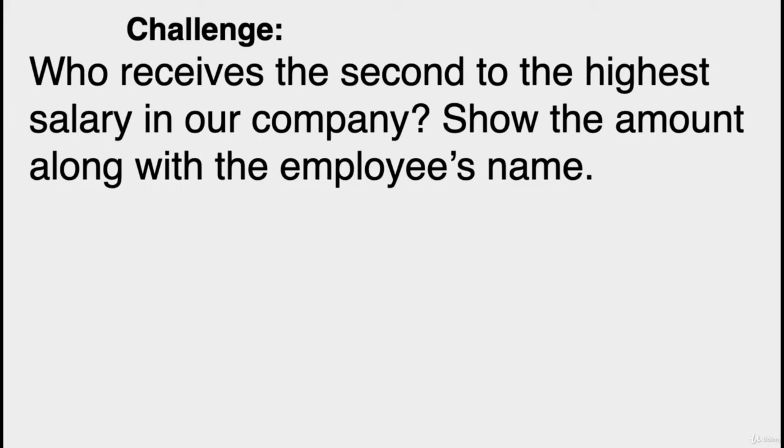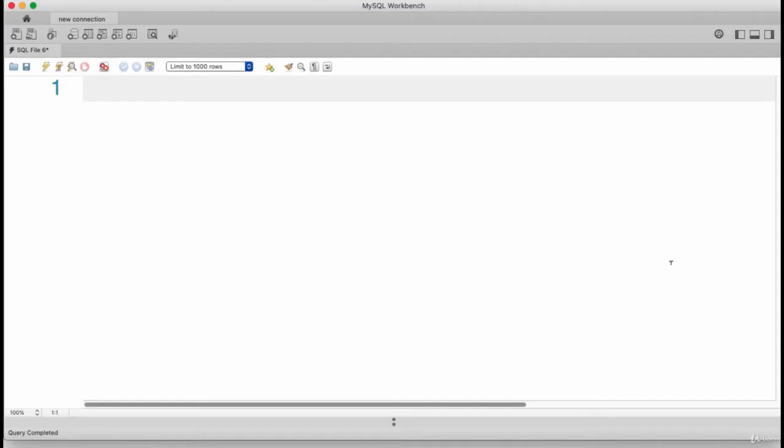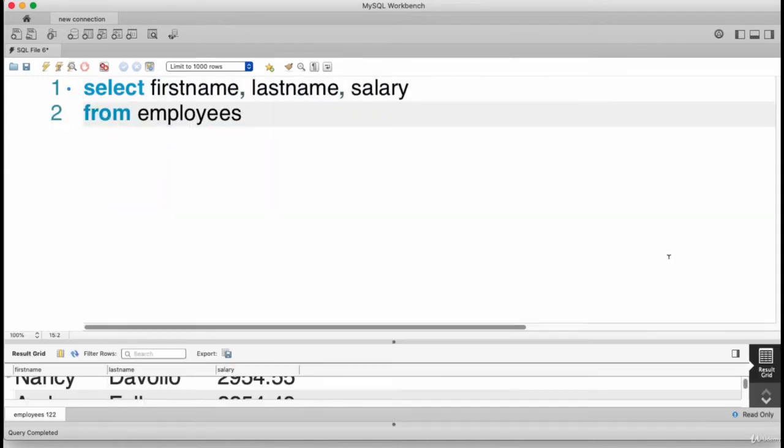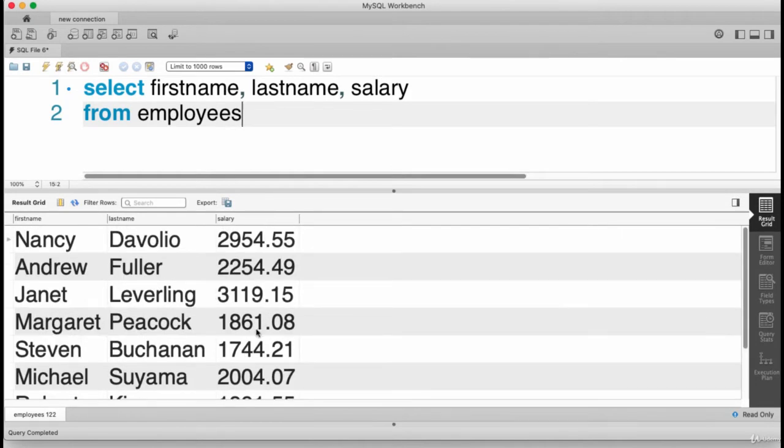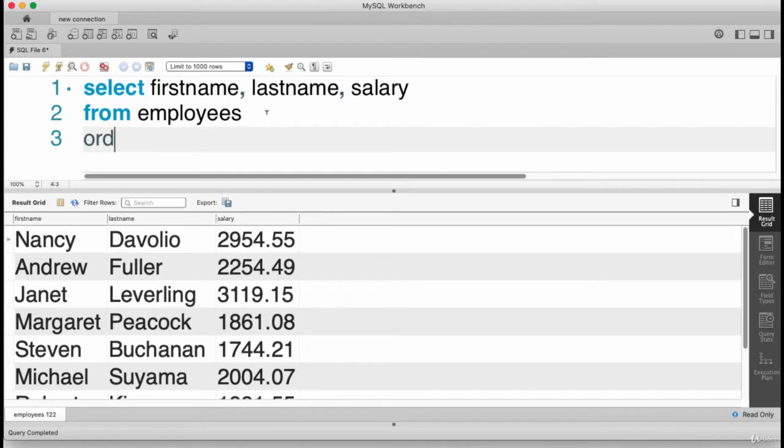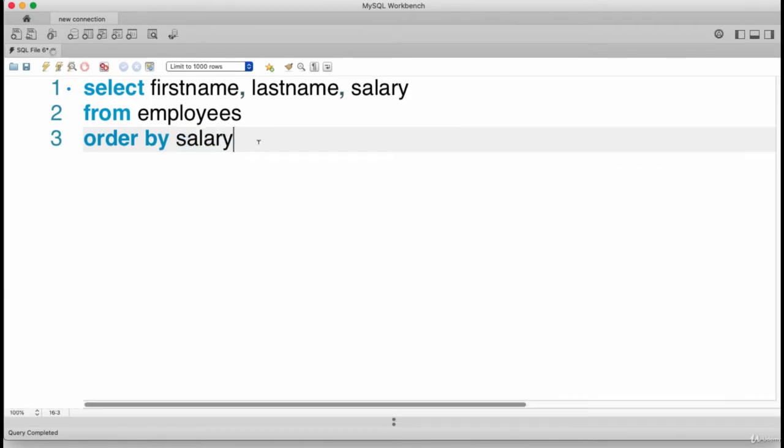Who receives the second to the highest salary in our company? Show the amount along with the employee's name, the second to the highest. So before we do that, let's first of all get the first name. Okay, we don't know what is second to the highest until we use what? Order by salary, because this is the target salary. So we must say order by salary.